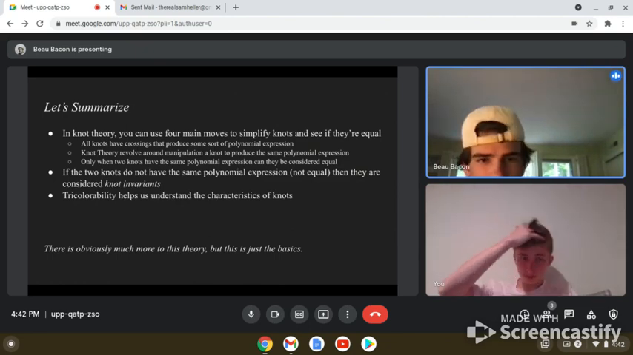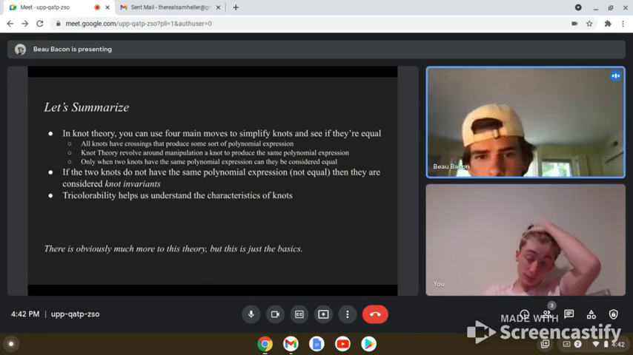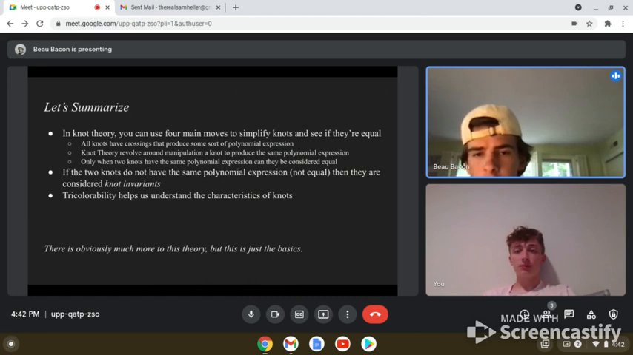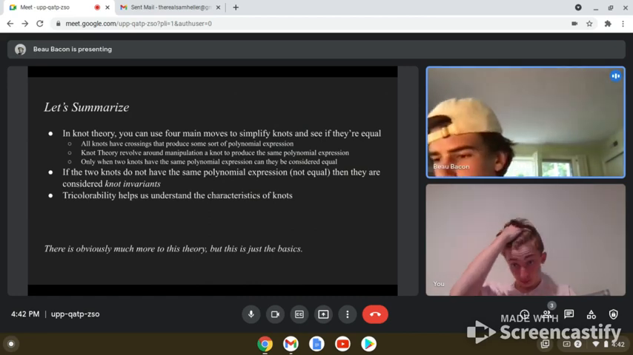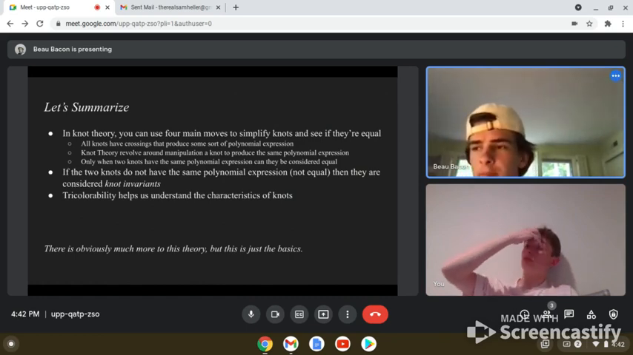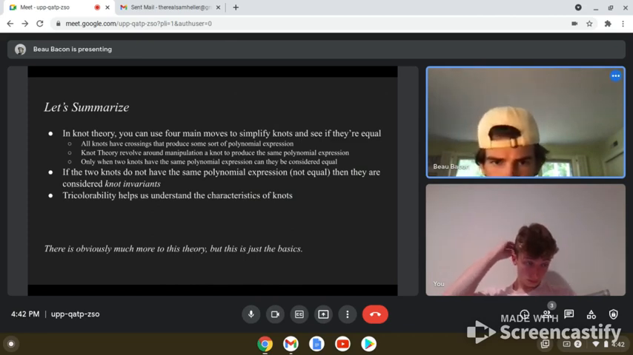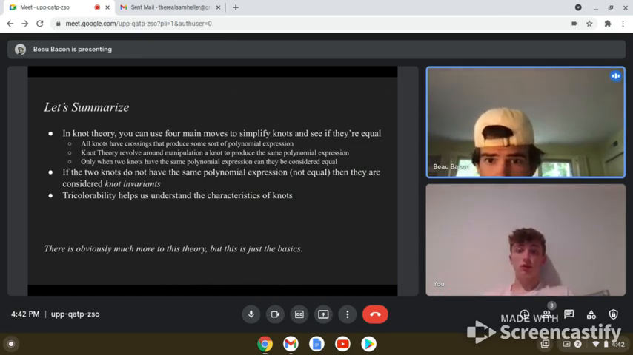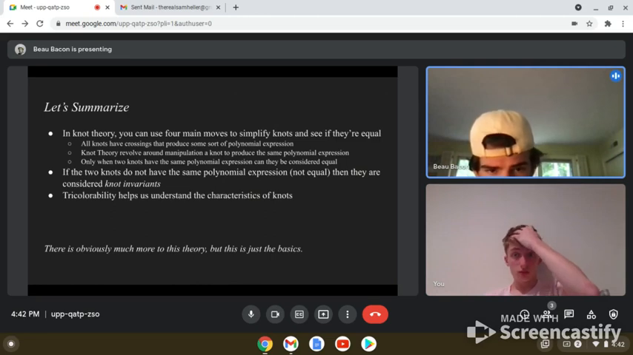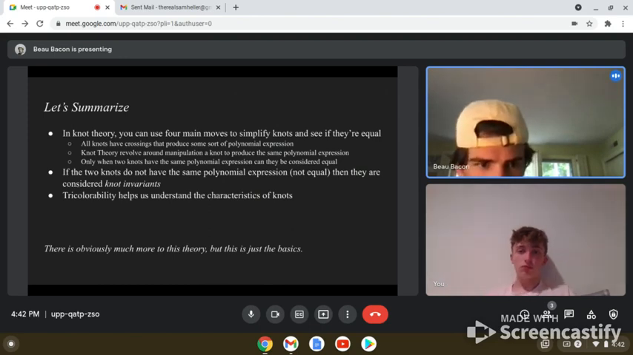This is you. Okay, so to summarize, there are four main elementary moves you can use with knots to see if they're equal. All knots have crossings that produce some sort of polynomial expression, and that polynomial expression can be changed with the elementary moves. When you end up simplifying that expression, you're left with two equal knots that are orientationally equal and fundamentally equal. So knot theory also revolves around the manipulation of a knot to produce the same polynomial expression, and only when the two knots have the same simplified polynomial expression can they be considered equal.